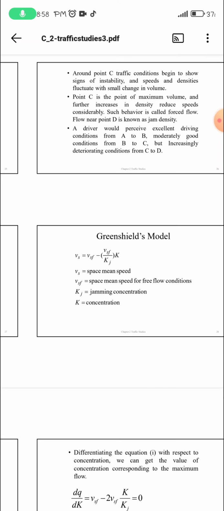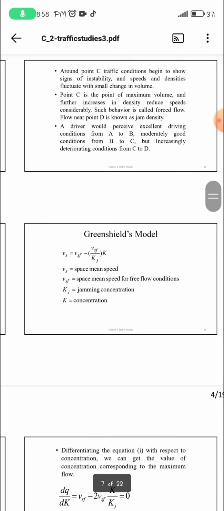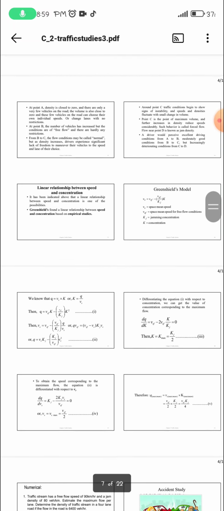Ps is the space mean speed, Pf is the space mean speed for free flow condition, Kj is the jamming concentration, and K is the concentration.